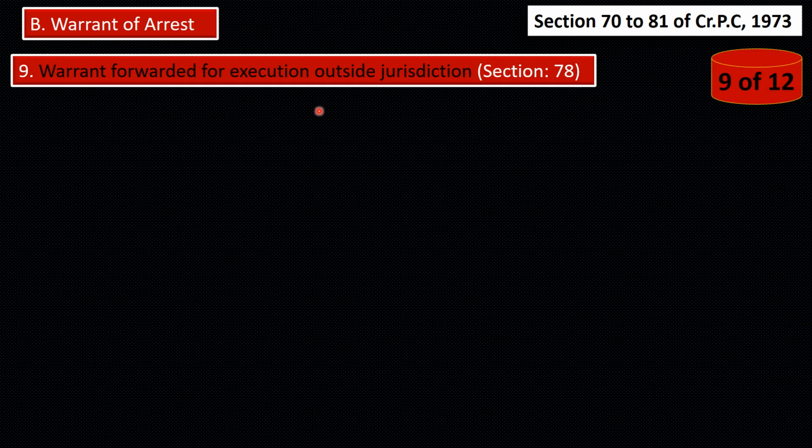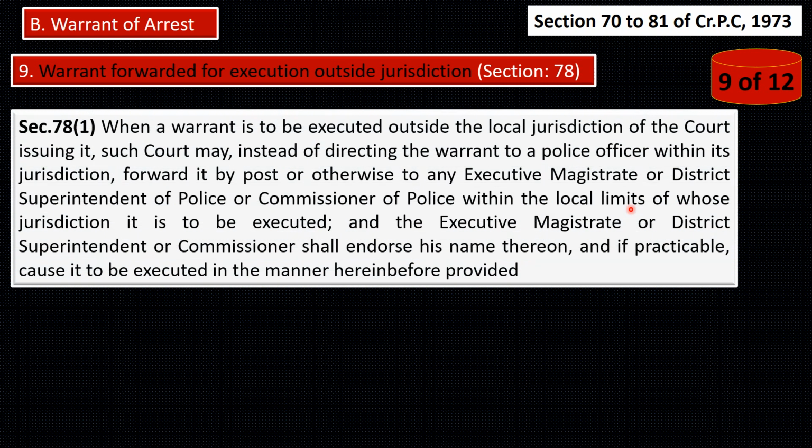Ninth point of warrant of arrest: warrant forwarded for execution outside jurisdiction as per the provision of section 78. This is the ninth point of the warrant of arrest. Subsection 1 of section 78 says that when a warrant is to be executed outside the local jurisdiction of the court issuing it, such court may, instead of directing the warrant to the police officer within its jurisdiction, forward it by post or otherwise to any executive magistrate or district superintendent of police or commissioner of police within the local limits of whose jurisdiction it is to be executed.